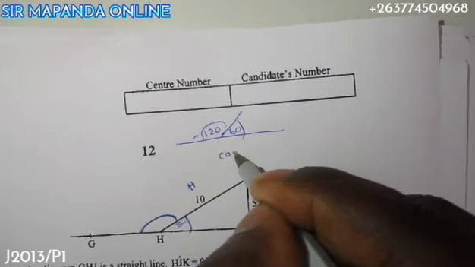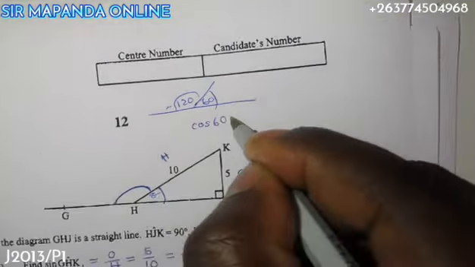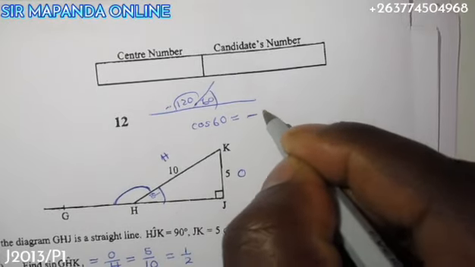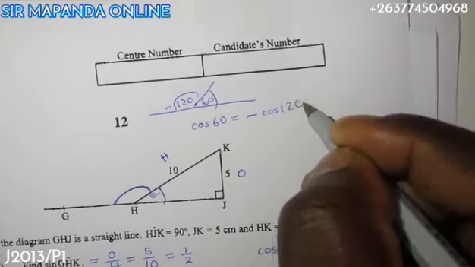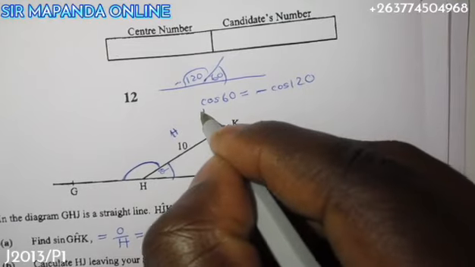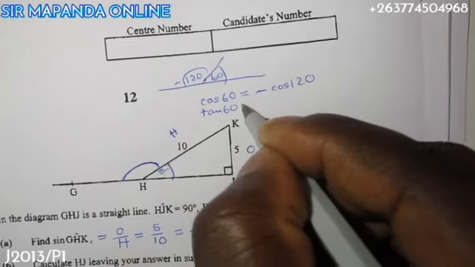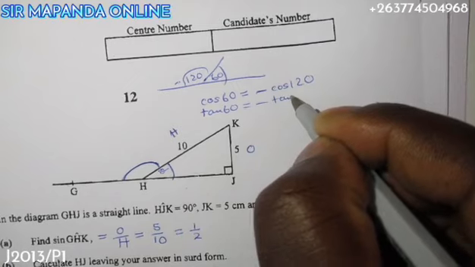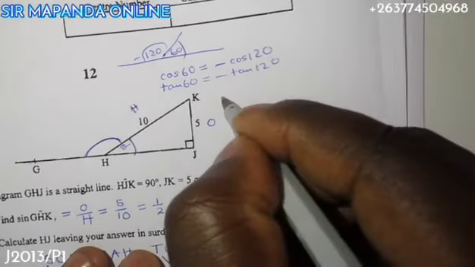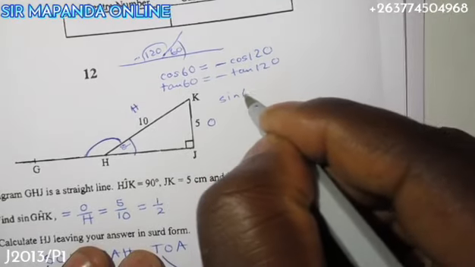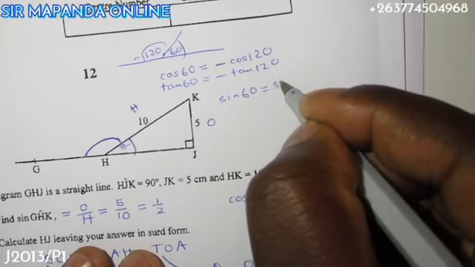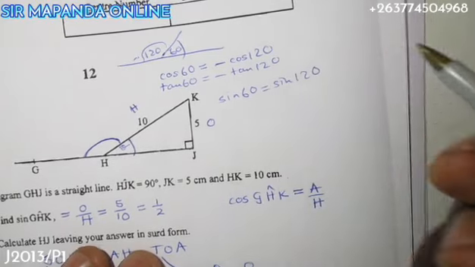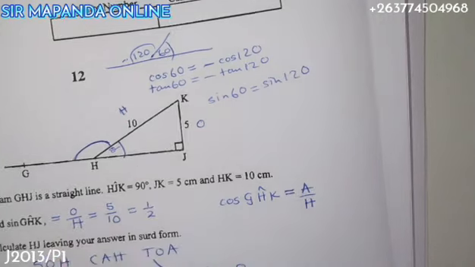We are saying cos of 60 is equivalent to negative cos of 120. It applies also for tan: tan of 60 is equal to negative tan of 120. But for sine, sine is the odd one out. So sine 60 is equal to sine 120, without placing a negative.